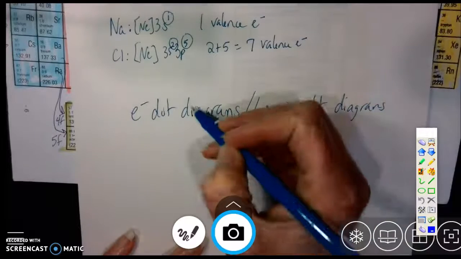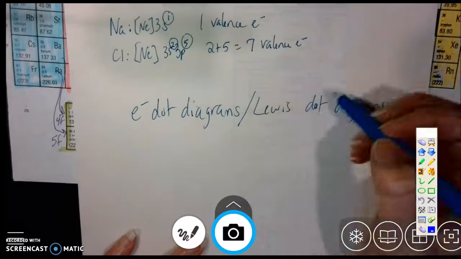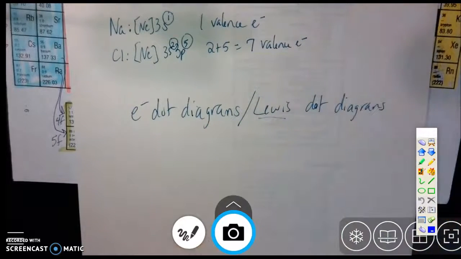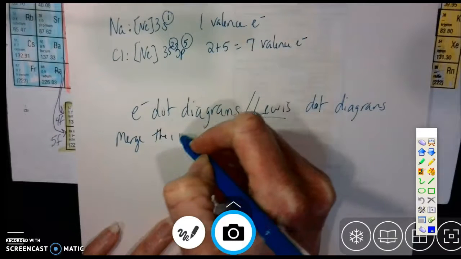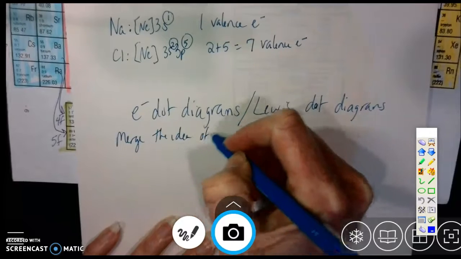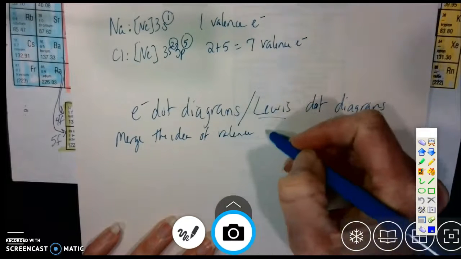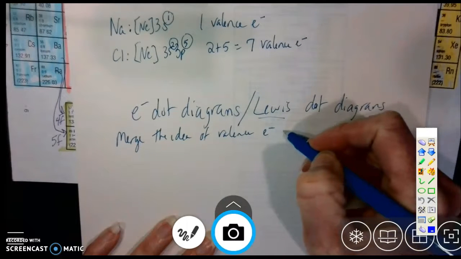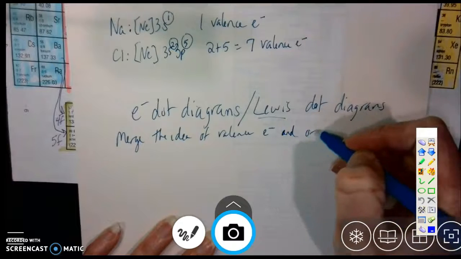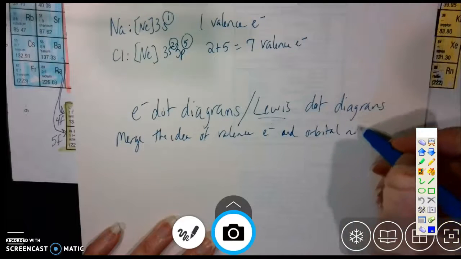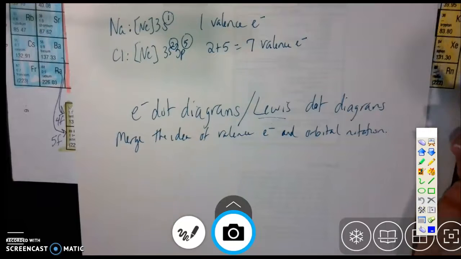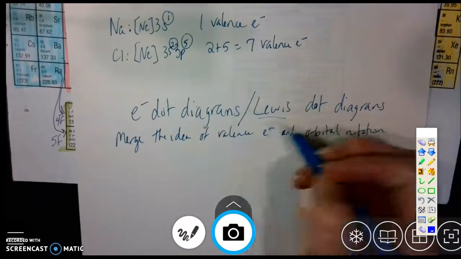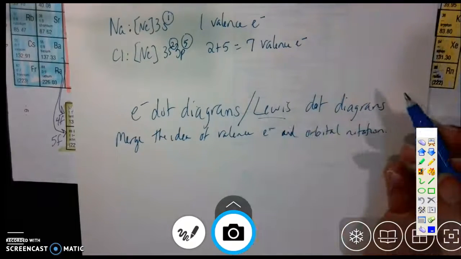All right, next concept we're going to look at are electron dot diagrams. These are also called Lewis structures or Lewis dot diagrams, and they basically merge two concepts. They merge the idea of valence electrons and the idea of orbital notation. And this is all going to come together in the next section on bonding. So really important that you have these foundations down first.